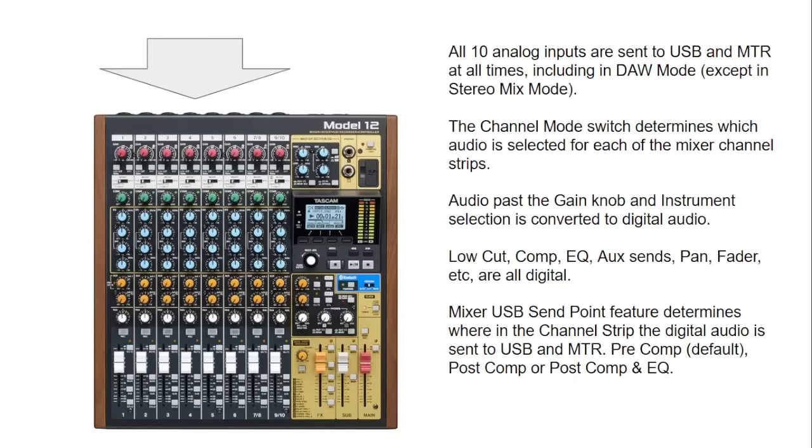Now the channel mode switch determines which audio is selected for each of the mixer channel strips. The audio past the gain knob and the instrument selection is converted to digital. So, low cut, compression, EQ, auxiliary send, pan, fader, etc. are all digital. The mixer USB send point feature, which you can select in the menu, determines where in the channel strip the digital audio is sent to the USB and the multi-track recorder. It's pre-compression by default, but you can set it to post-compression or post-compression and EQ.